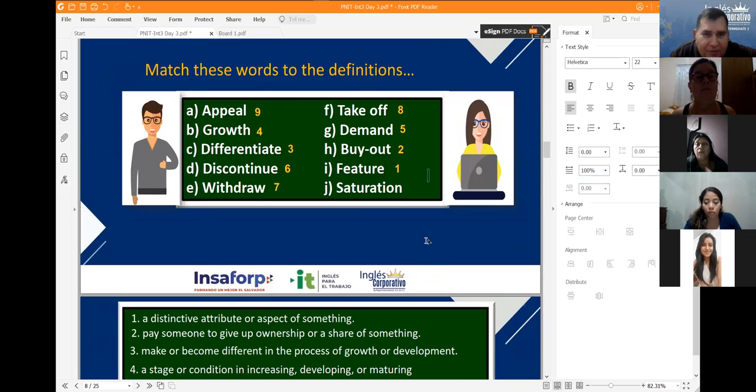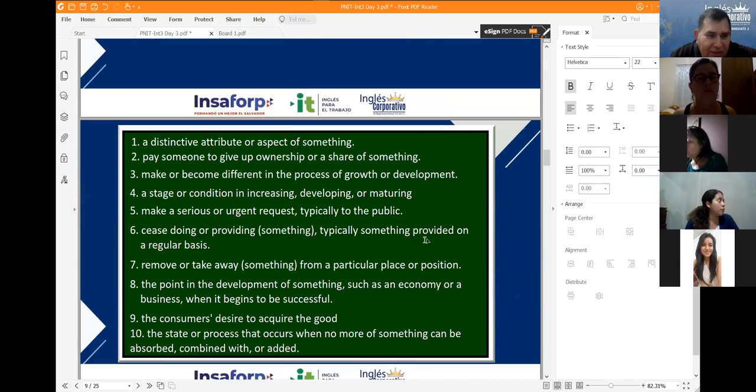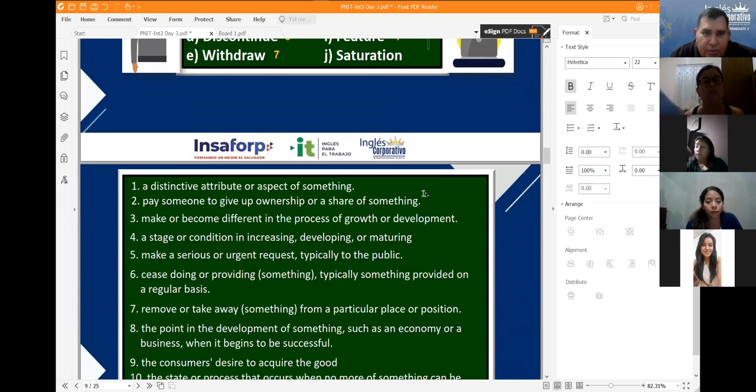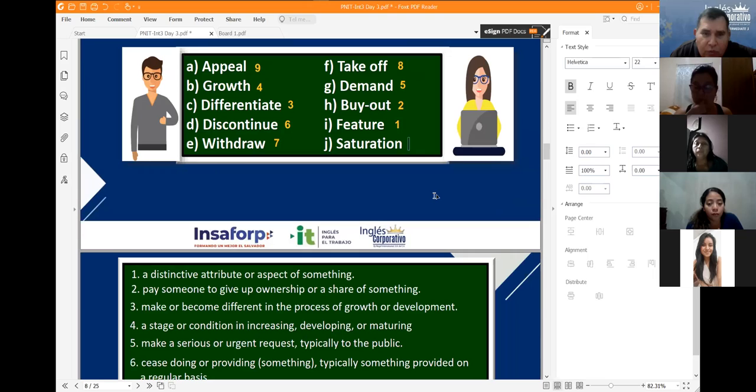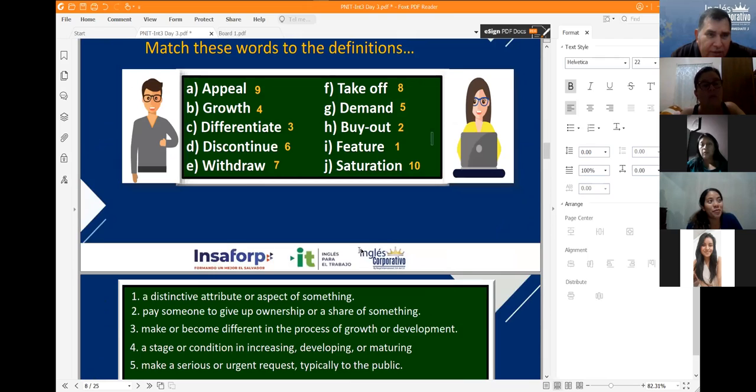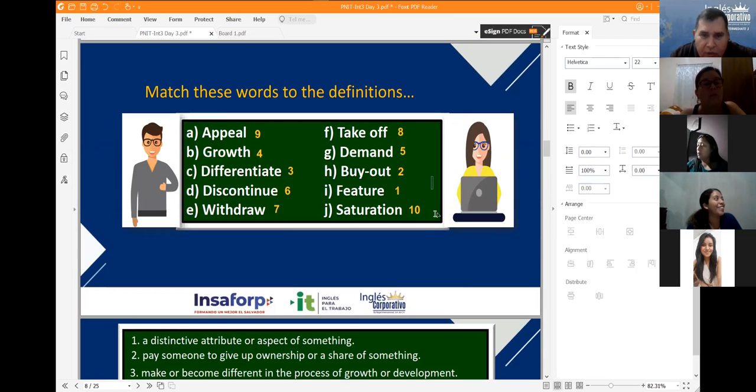We don't have another one, right? But I have 10 and I have 10. Well, what do you see? Like the state or process that occurs when no more can be absorbed is saturation, number 10. Okay, which is repeated. Let me see, appeal is 9. The consumer's desire, 9. Okay, so we completed.